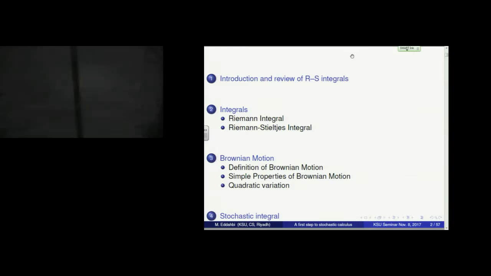And in the third section, I will speak about the Brownian motion. Maybe I will need more time to speak about this subject. I would like to just introduce elementary properties and definitions, and then in section 4 consider just the very elementary approach to stochastic integration in order to understand the difference.